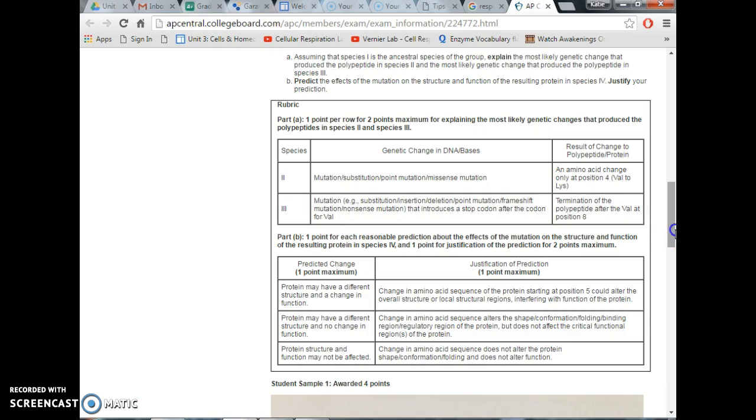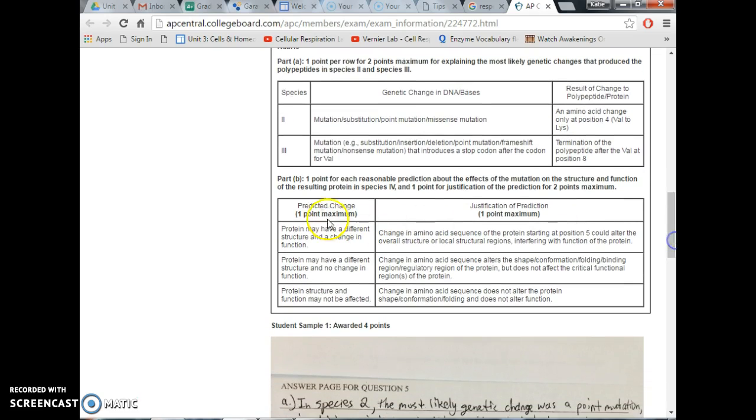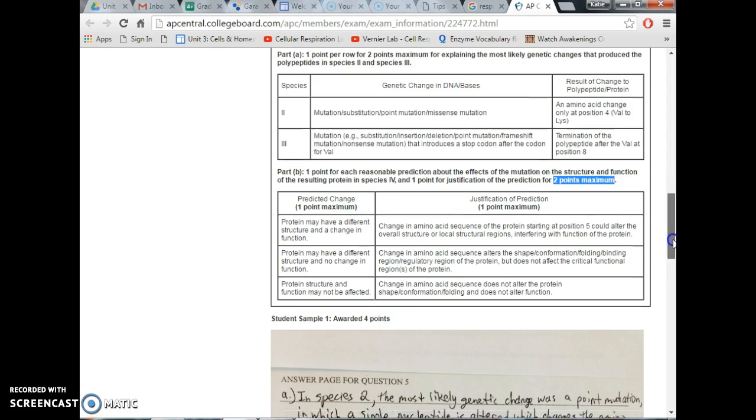If we look at part B, 1 point for each reasonable prediction about the effects of the mutation and 1 point for the justification, and you can earn up to 2 points there. So if you made this prediction, you had to say that that was your justification. If you made this prediction, this was your justification. If you made this prediction, this was your justification. So this was a 4-point problem.